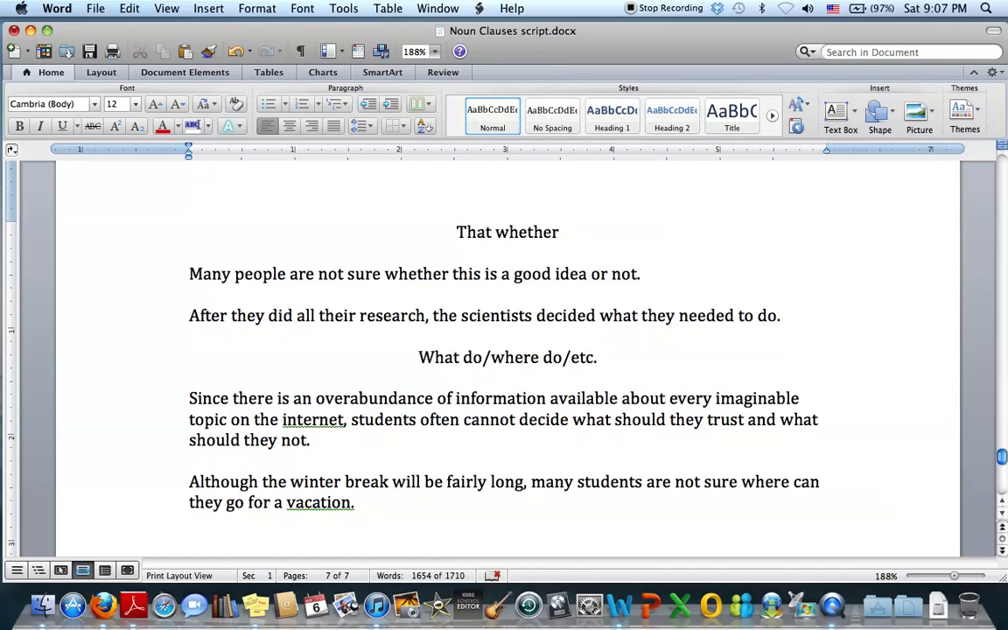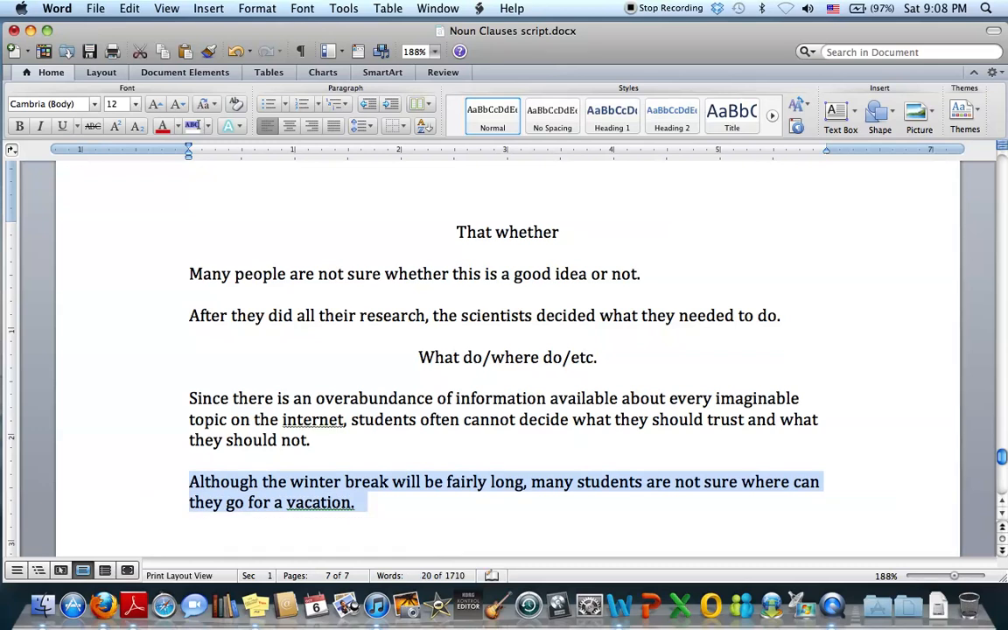The only issue here, ladies and gentlemen, is order. If we take a look at the noun clauses that are being used right here, students often cannot decide what should they trust. What should they trust? Well, that sounds like a question, doesn't it? In a question, we'd have our WH word, and then we'd have whatever auxiliary we've got, and then the subject, and then the verb. That's not how it works with a noun clause. In a noun clause, instead, we just need to make it a normal clause. What they should trust, and what should they not? Nope. What they should not.